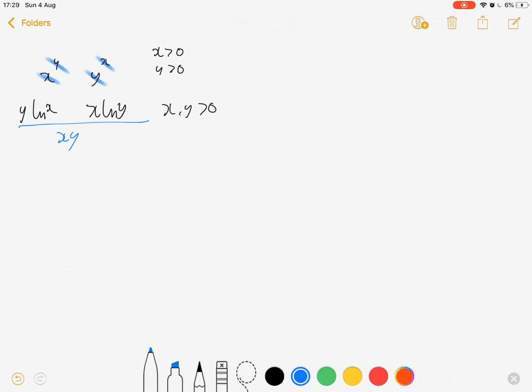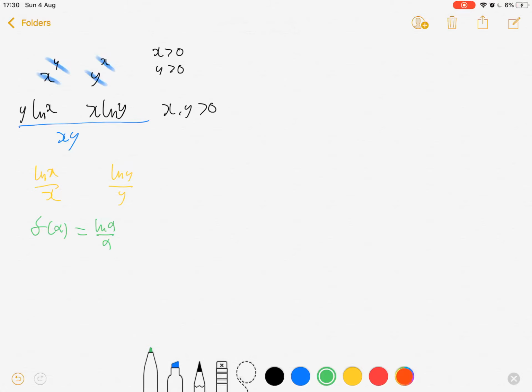And so what would you get? You would get ln x divided by x right here, ln y divided by y. So these have the same shape. So what I'm going to do is define a function. F(alpha) equals ln alpha divided by alpha. And now we will draw what alpha is.